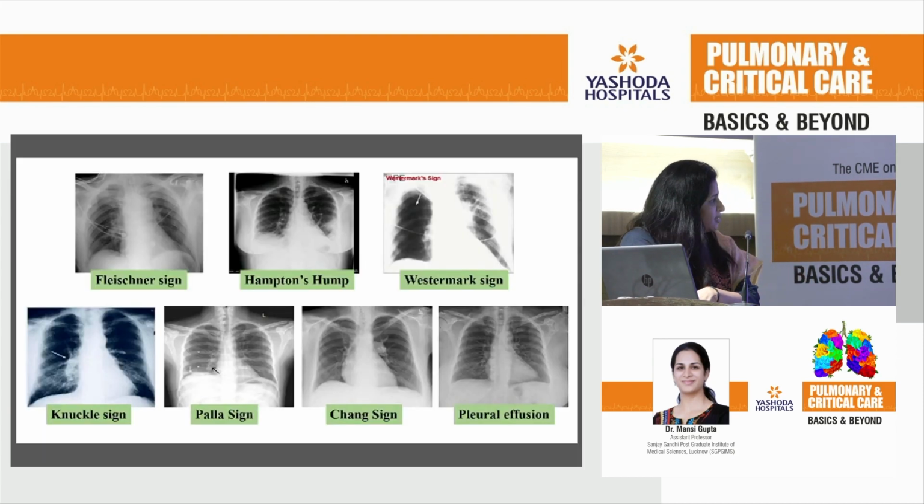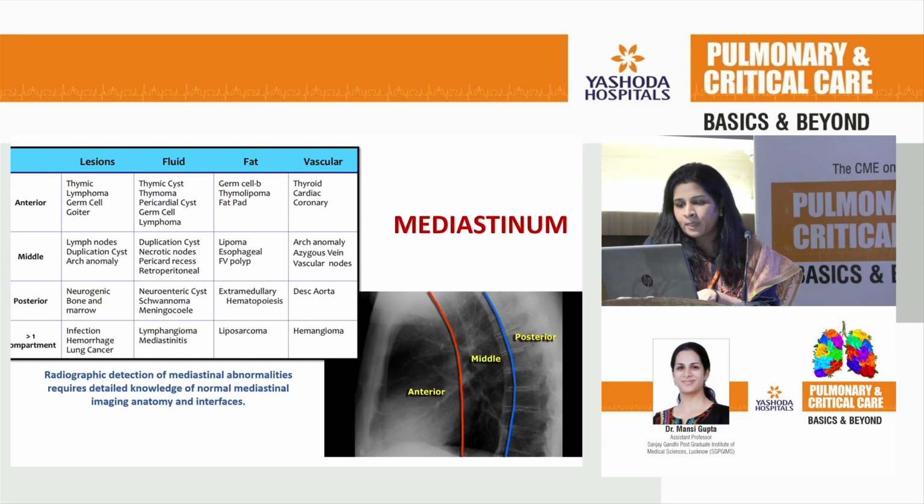These are the signs which you can actually see. The Fleischner sign, Hampton's hump here. Westermarck is complete oligemia of the field. Knuckle sign, you can see the right inferior pulmonary artery forming a knuckle. The Palla's sign, and Chang's sign is basically a sudden cutoff of the vessel here, and pleural effusions on both sides. These pleural effusions are very subtle, so you really pick them only when you have a keen eye.